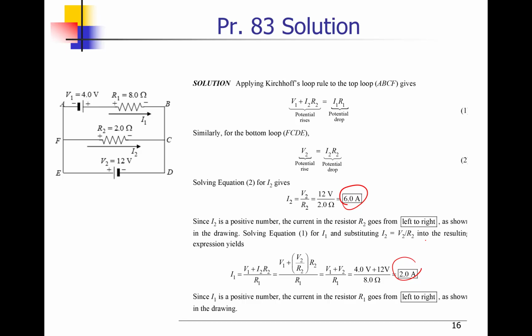I chose this loop, and I also chose this loop. In this problem, the solution chose the small loop here and the small loop here. As long as you have a complete loop of the circuit, you can choose anything you want.